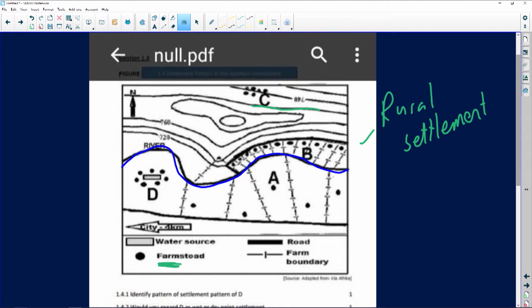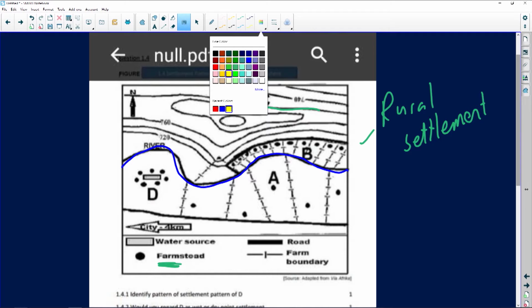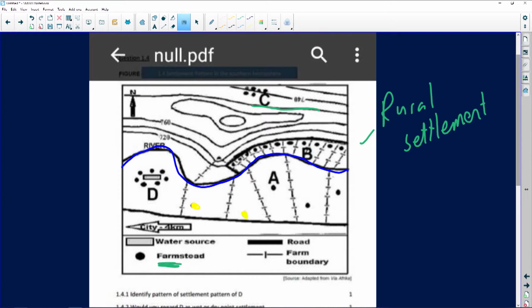The dots in these keys represents the actual farms. So all along, we've got farms over here, isolated farmsteads. So it's actually the house on the farms. Now, as you can see over here, we have a bunch of homesteads all together. As you can see, there's some farms situated over there. And the key provided us with the farm boundaries as well, showing us the different types of farms.